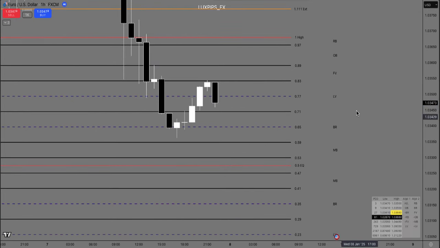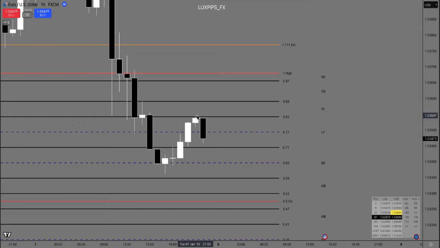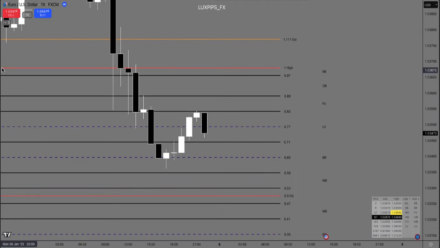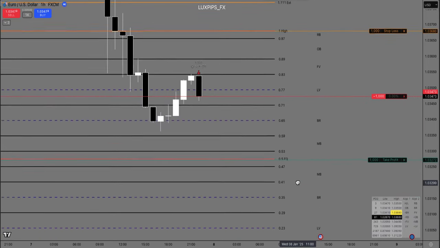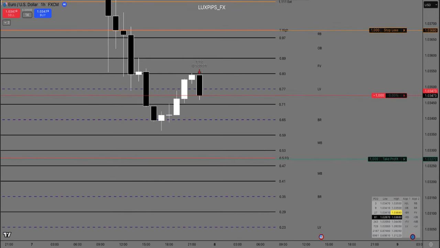So here, we got a nice rejection from the FV. I will actually take a sell trade here because we are under the CE of the LV, as an LV can be created here too. You won't expect liquidity voids coming from the liquidity void section, right? And the TP at the EQ. Let's see what happens.